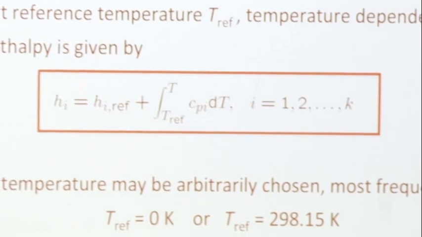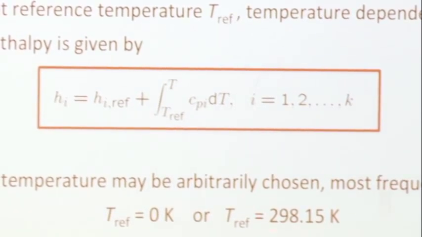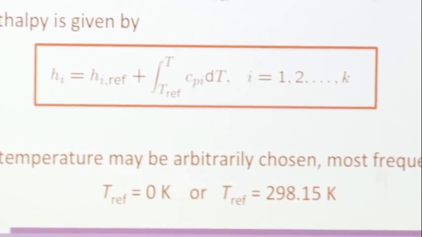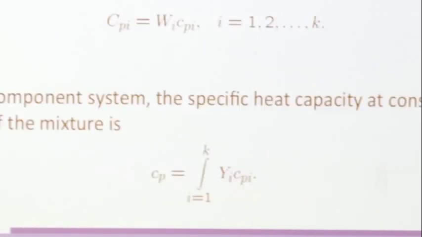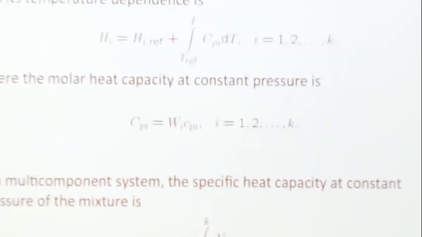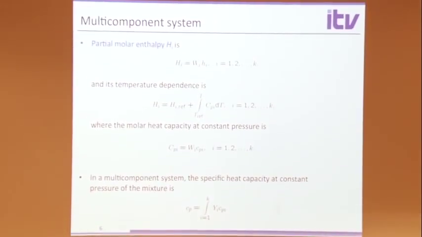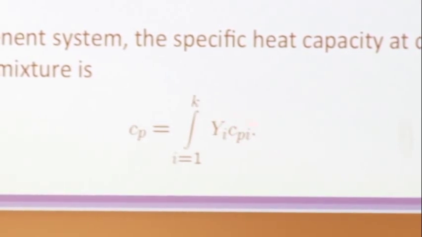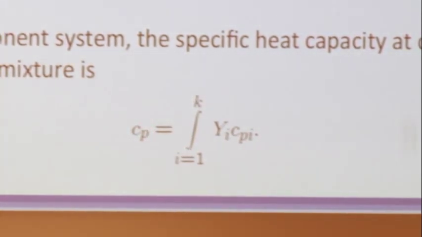Typically, this is defined at a reference. You could do 0 Kelvin, but usually in the tables you find, the reference temperature is 298.15. Right, so this is just different forms here. This here was specific enthalpy, which means the mass-based enthalpy. This here is just the same in terms of the molar enthalpy. We don't need to go through this. This is the specific heat here, which also can be related to the specific heats of the individual components. This is the mixture specific heat.